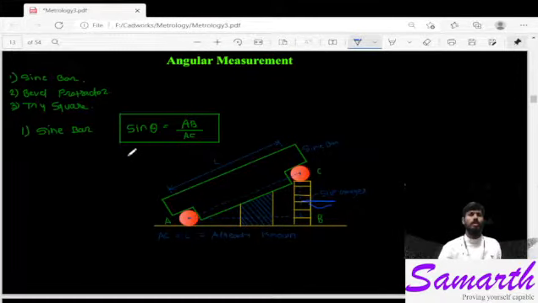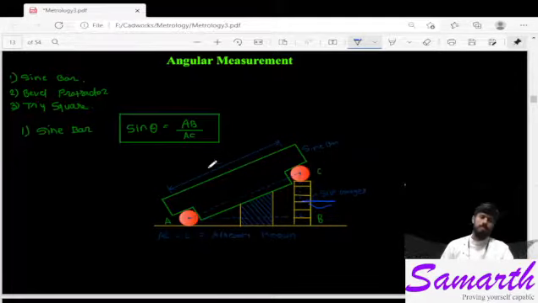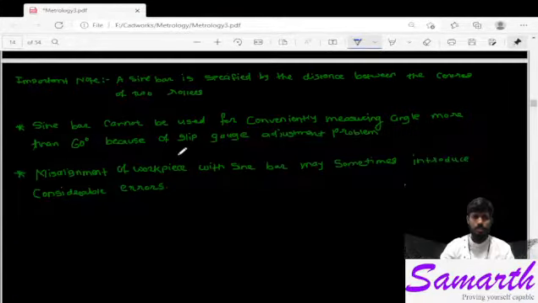You know that sine theta is nothing but the opposite upon hypotenuse, the length of the opposite side of a right angle triangle divided by the length of the hypotenuse. So you have got the angle.